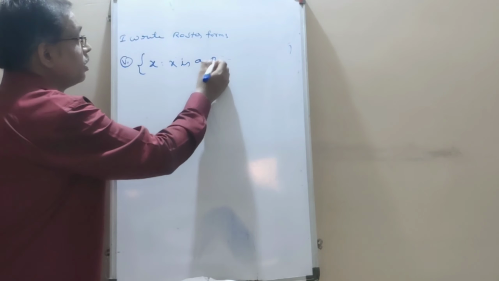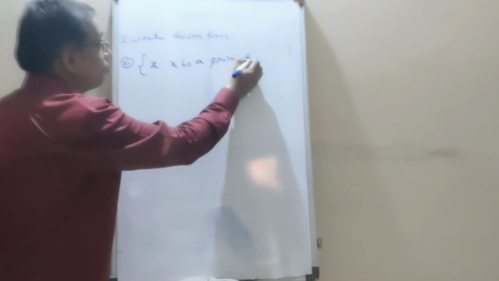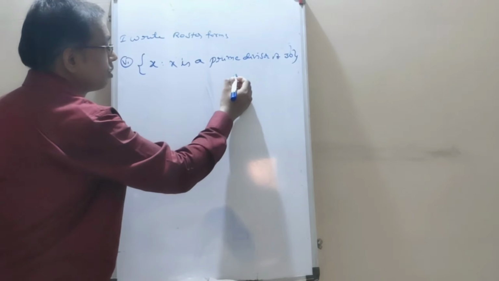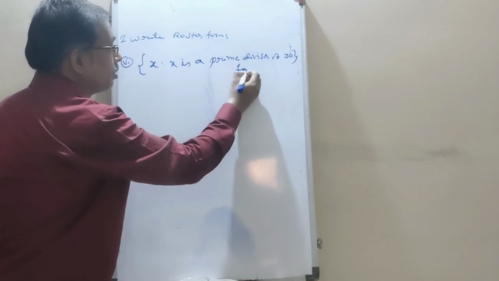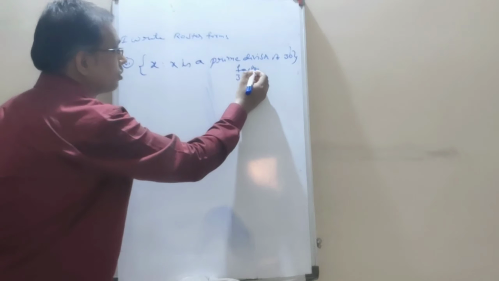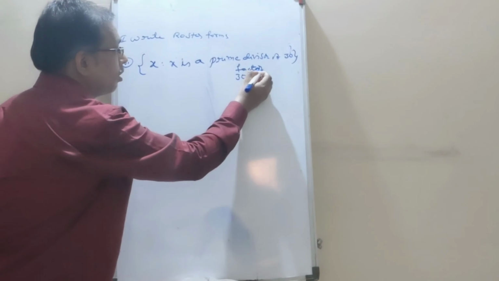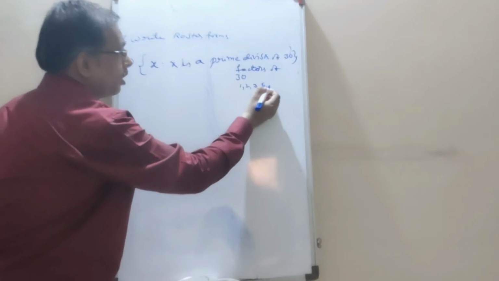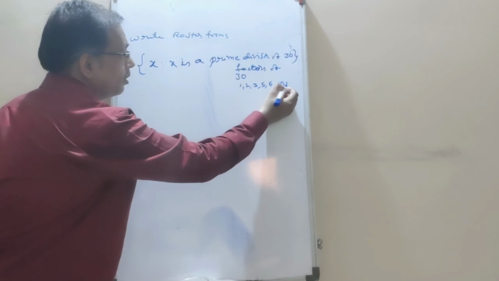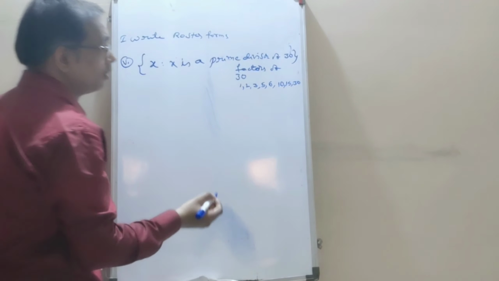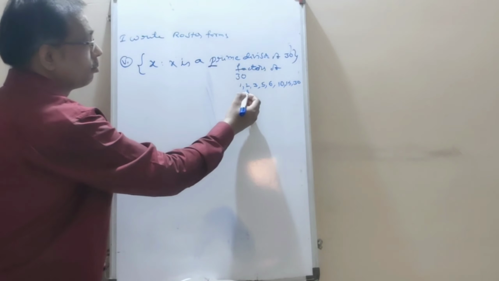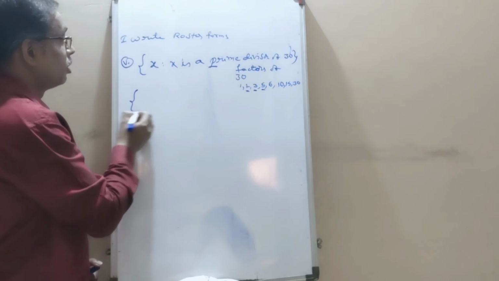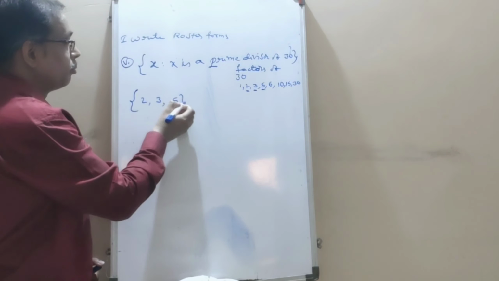x such that x is a prime divisor of 30. So first write the factors of 30: 1, 2, 3, 5, 6, 10, 15 and 30. Among these we have to write only the prime numbers. Prime numbers are 2, 3, 5. So the roster form of that one is simply {2, 3, 5}.